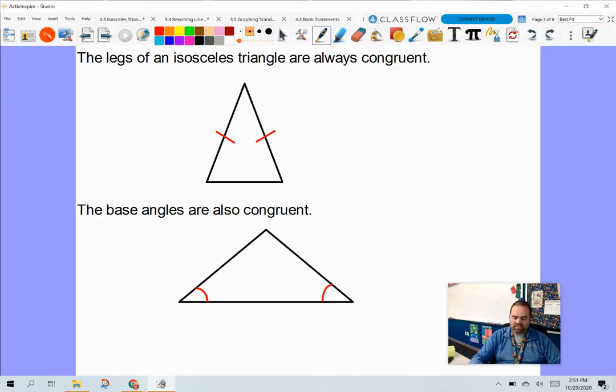With the sides being the same, I know that these angles down here are the same and vice versa. If I know these angles are the same, I know the sides that come off of them are the same. So you could have either one of them marked and be asked about the other one. I could mark the sides and ask you about the angles. I could mark the angles and ask you about the sides.